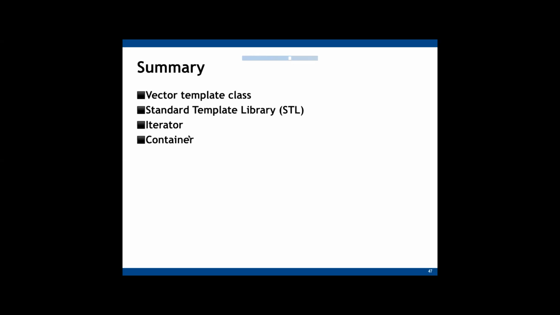And we also learned about containers. We learned that there are two kinds of containers: sequential containers and associative containers. That's it for this week's lectures.